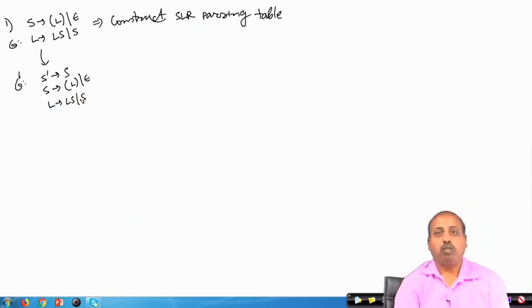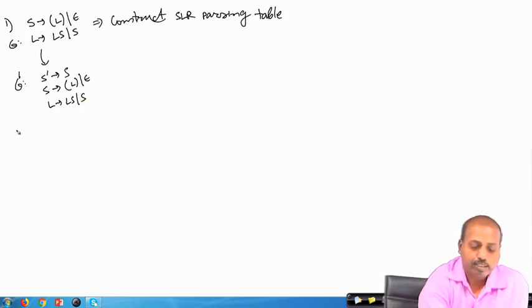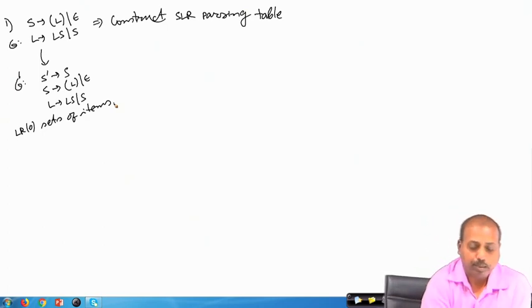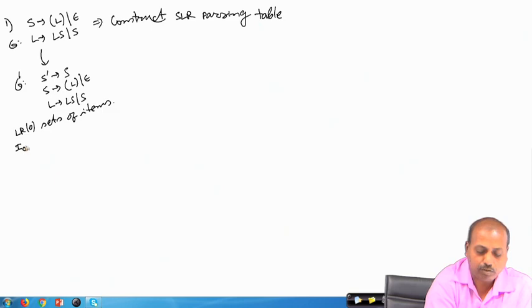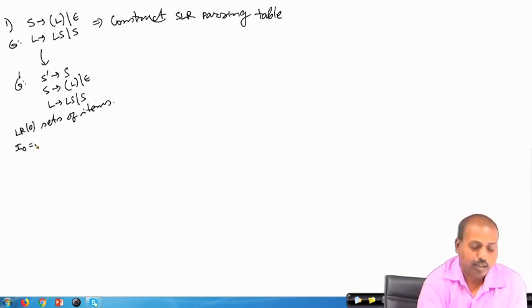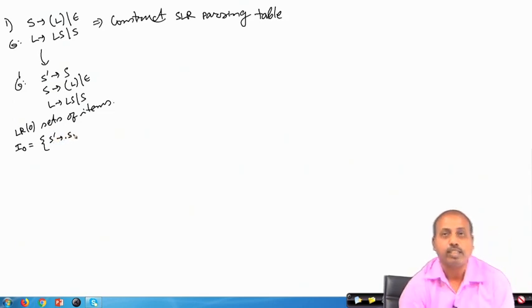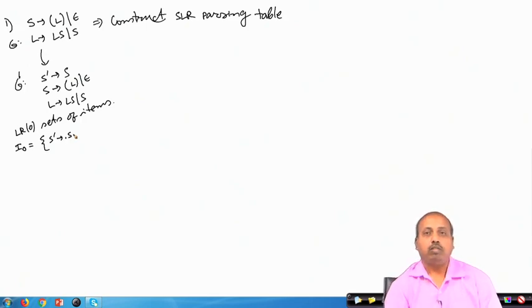Now, I have to construct the LR0 sets of items. So, this is the first step. Second step is to construct the LR0 sets of items. This is the second thing to do, and for that what we do, we first take the set I0. The set I0 will have only one item in it initially, S dash producing dot S, and then by the closure rule we know that we have to construct the closure.